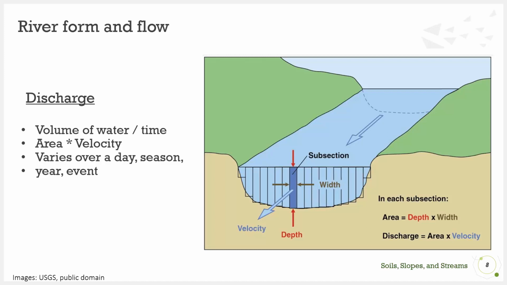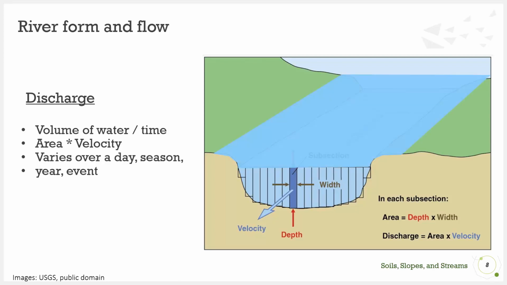Now, discharge also varies over time. For example, during a storm event, as more water enters the channel and must flow through it. So both the velocity and cross-sectional area might increase in a flood as discharge also increases.